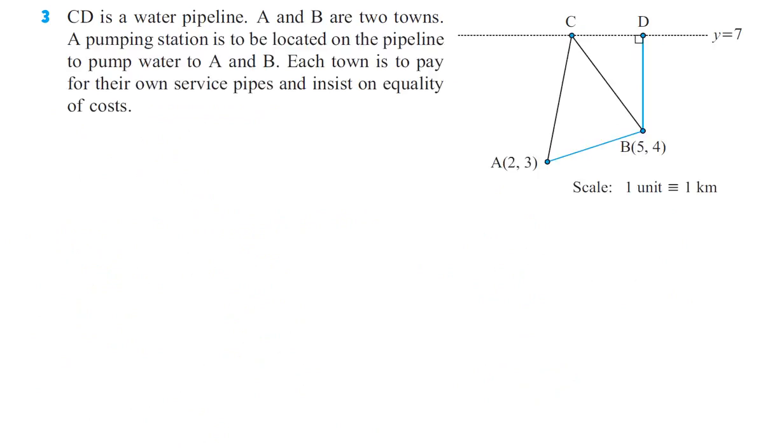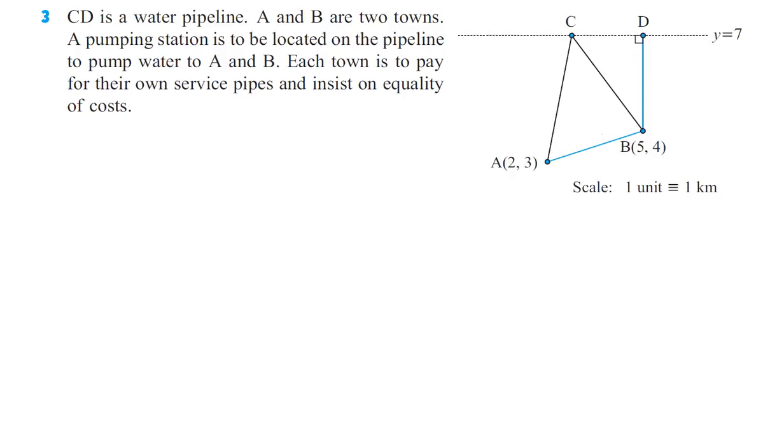Number 3, CD is a water pipeline. So that's this right here. This is a water pipeline here. A and B are 2 towns. A pumping station is to be located on the pipeline to pump water to A and to B. Each town is to pay for their own service pipes and insist on equality of costs. So basically we got to put the pump station at a spot where it's going to be the exact same distance from the pipeline to A and the pipeline to B.